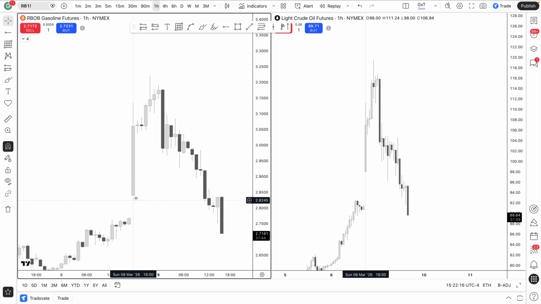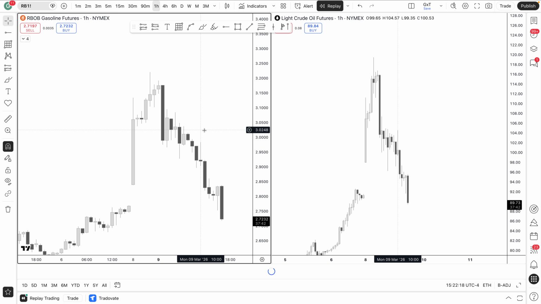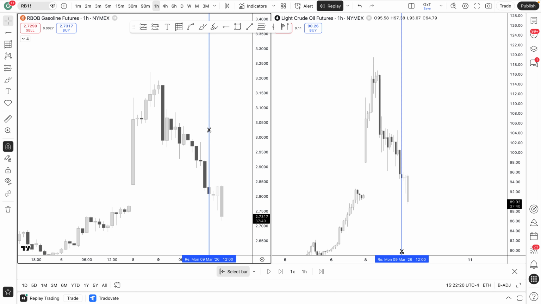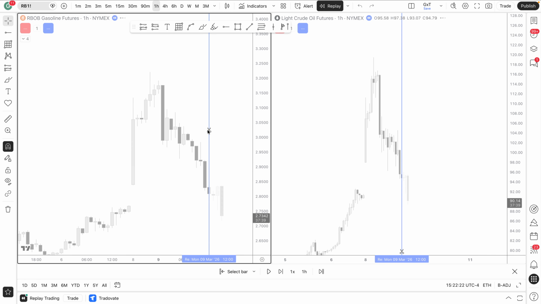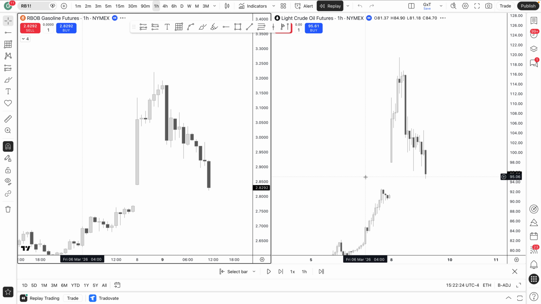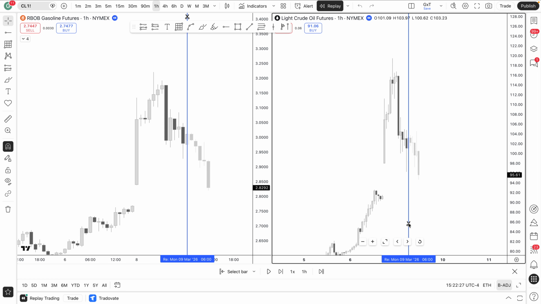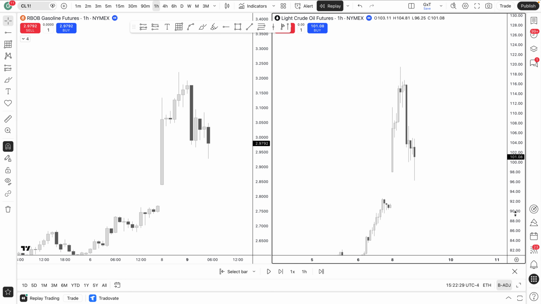So when we create a gap, we always want to gravitate towards that as a draw on liquidity. Sometimes that happens the same day, sometimes that happens later on in the week. Here, we can see clearly we hit it the same day on CL. So CL hit it first.